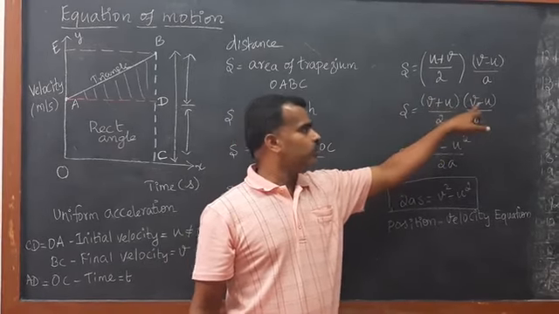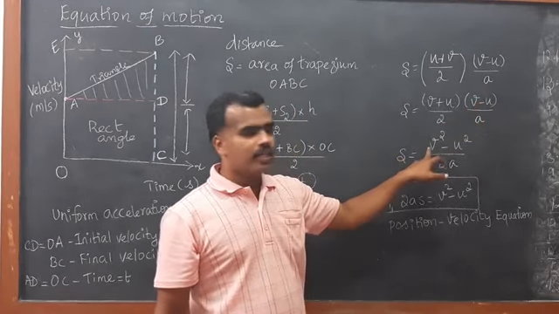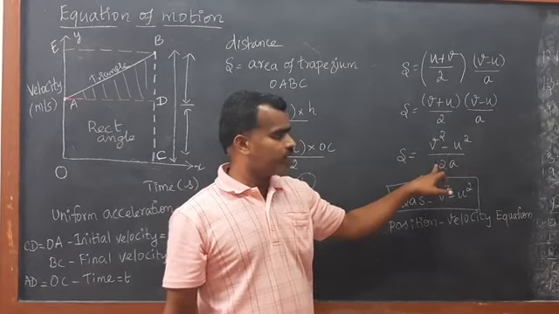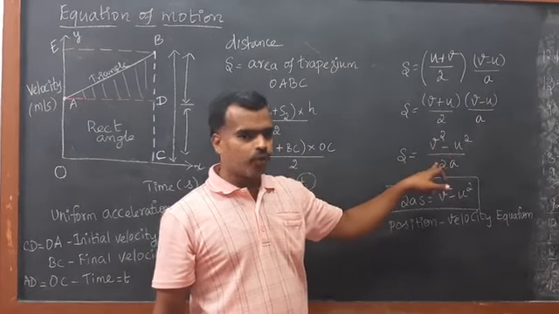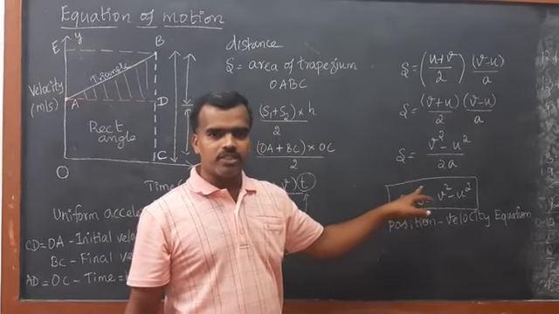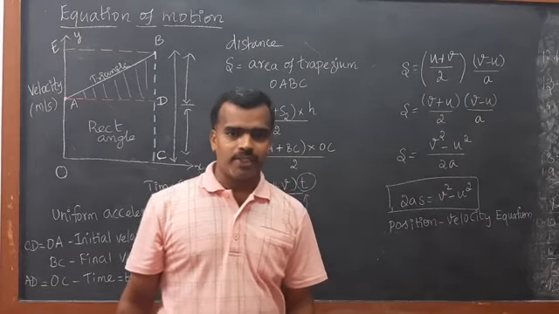This is V plus U, this is V minus U. A plus B into A minus B, A square minus B square. Therefore, we can write V square minus U square divided by 2A. And S is equal to V square minus U square divided by 2A. Therefore, we can write 2AS is equal to V square minus U square. And this is called the position velocity equation.